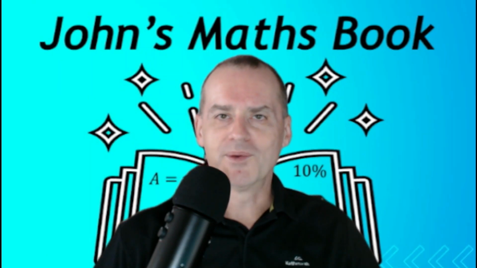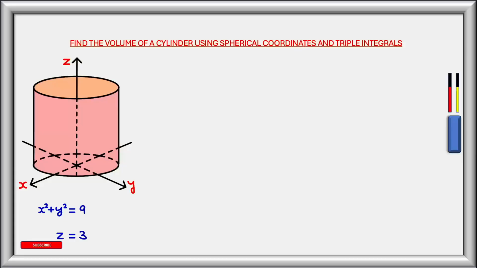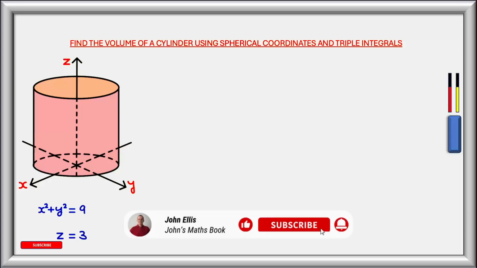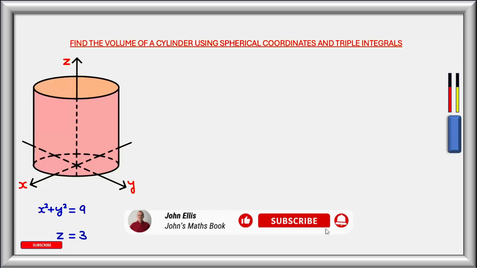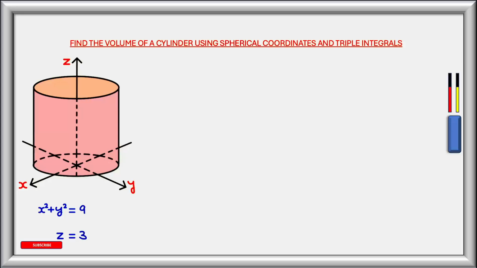Without further ado, let's go over to the whiteboard. Let's use triple integrals and spherical coordinates to find the volume of a cylinder. In this example, the cylinder has the equation x squared plus y squared is equal to 9 in Cartesian form and is bounded by the xy plane where z equals 0 and the plane where z equals 3.